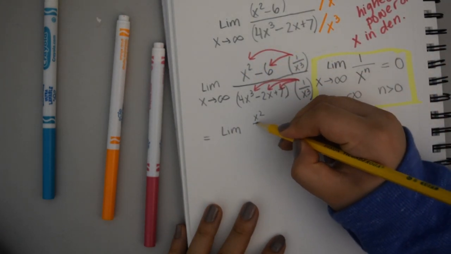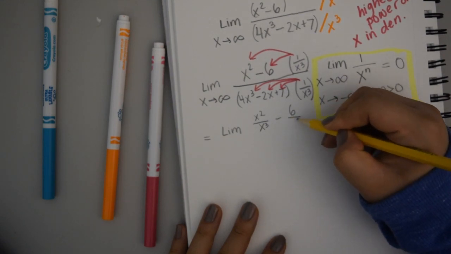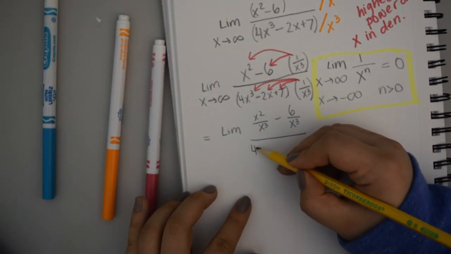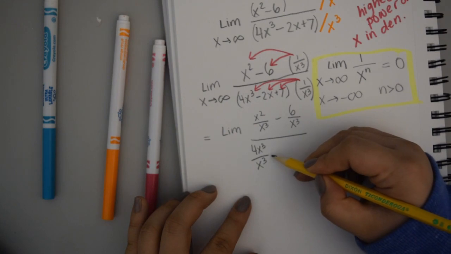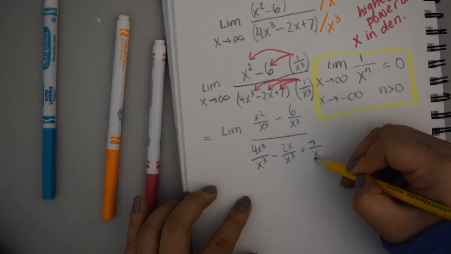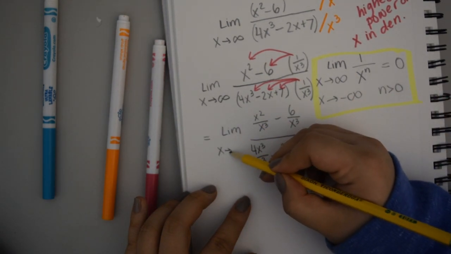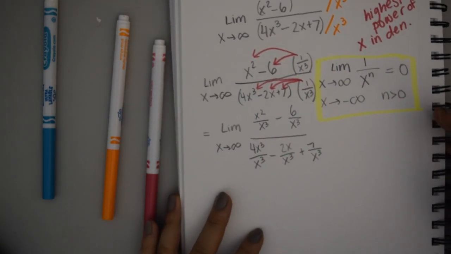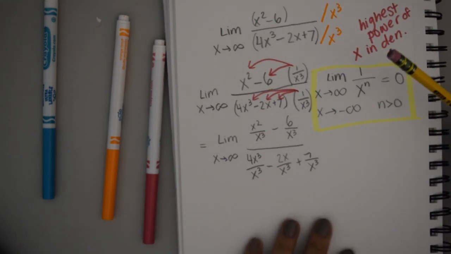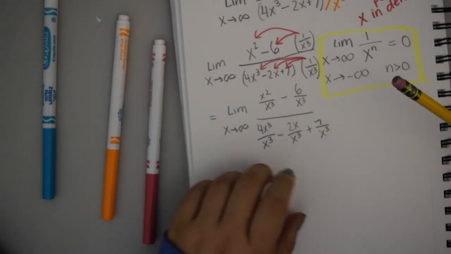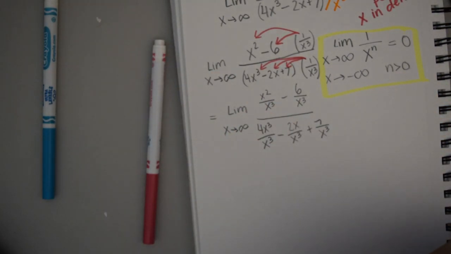So we have x squared over x cubed minus 6 over x cubed, all over 4x cubed over x cubed minus 2x over x cubed plus 7 over x cubed, as x approaches infinity. Now, I did say this was more rigorous, so nobody says you have to do this all the time, but if you want to convince yourself that our reasoning of things falling away is actually true, this is where it really comes from. So now we're going to simplify everything with our rules of exponents.